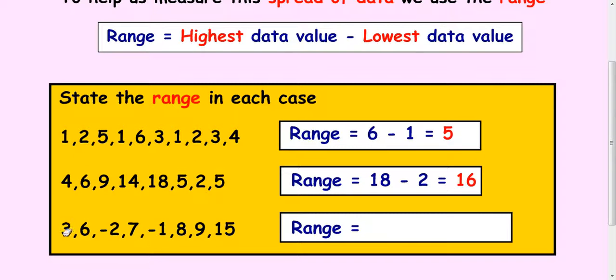On this one, we're just having a look for negative numbers as well. If you look for the highest value here, it's 15. In this instance, we're going to have to subtract negative 2, which is the lowest value here. So if you subtract negative 2, just be careful with that. The difference between 15 and negative 2, you actually add when you subtract a negative, and that's 17.